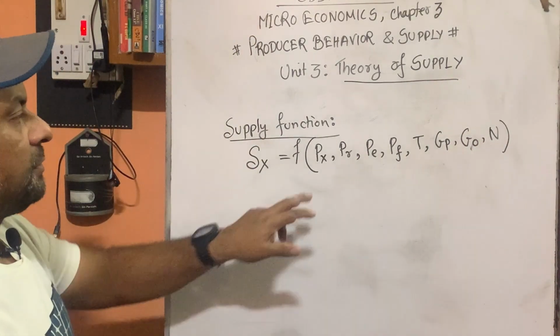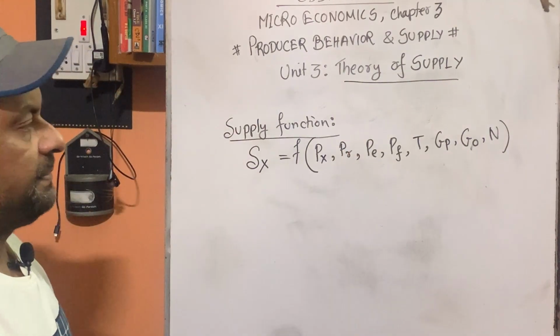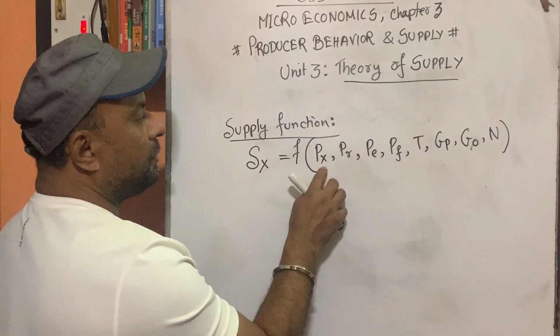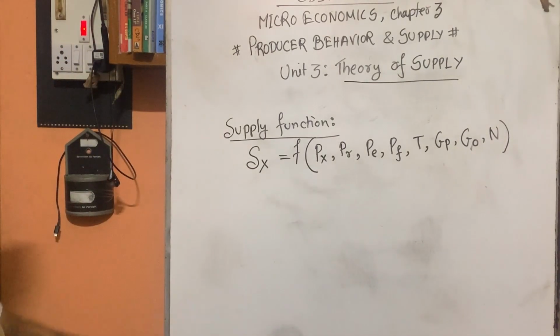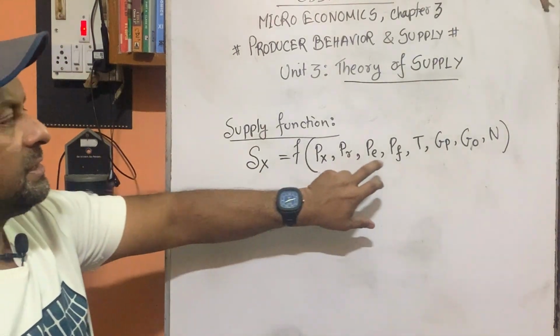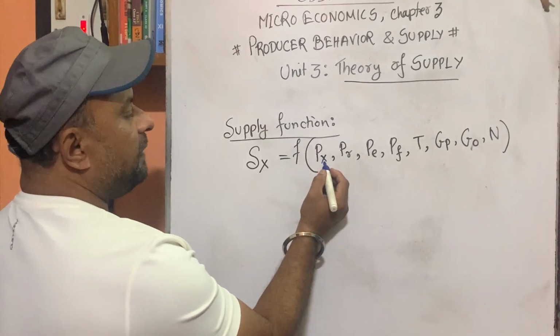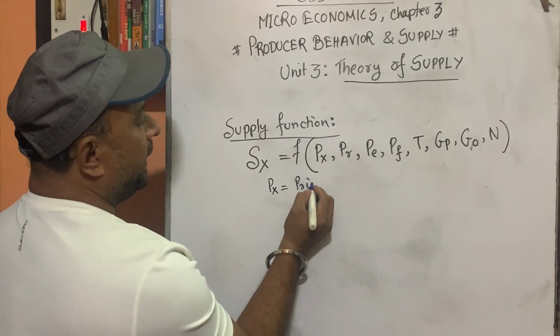These are the symbols of the factors. You may find different symbols in different books, but the matter is the same. So this is supply function. Relation between supply of a good and its various factors is called supply function. These all are the factors of supply. Now the first factor is Px, means price of good X.